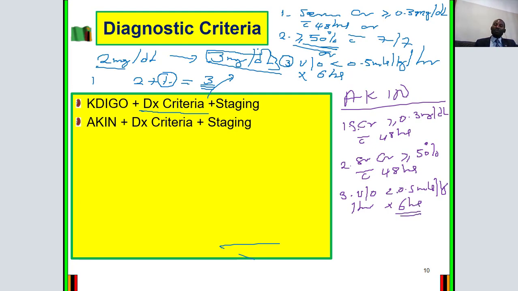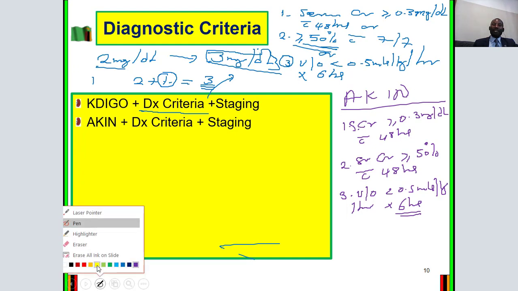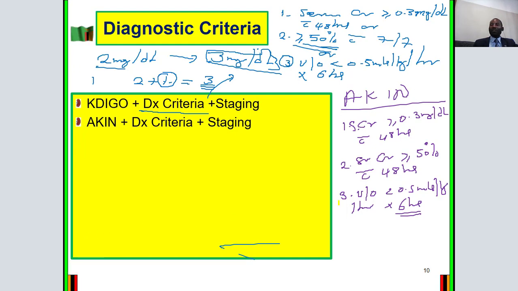So what are you able to take note of there? You find that actually there is something very important to take note of. Okay, the only difference between AKIN and KDIGO is on the baseline aspect.